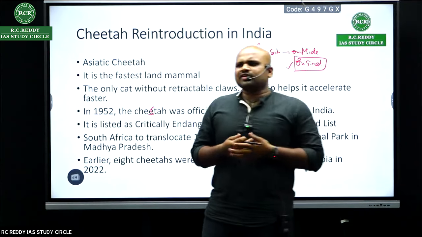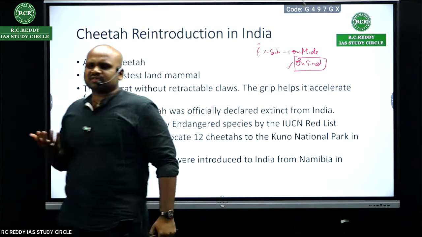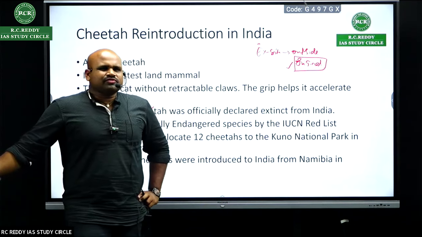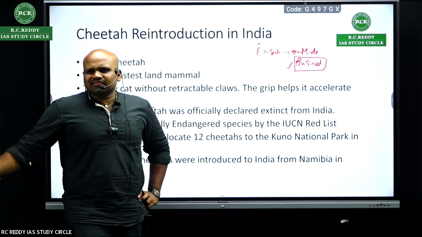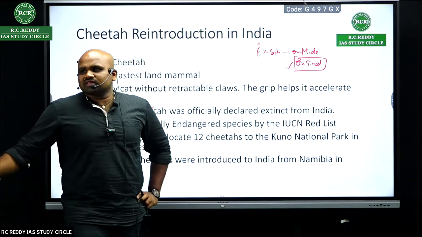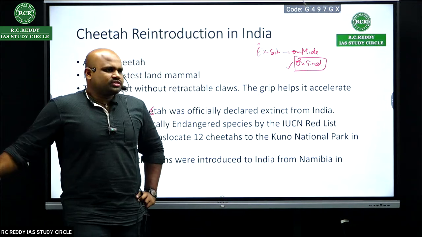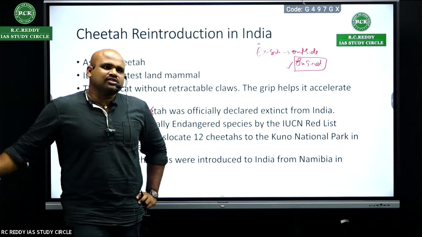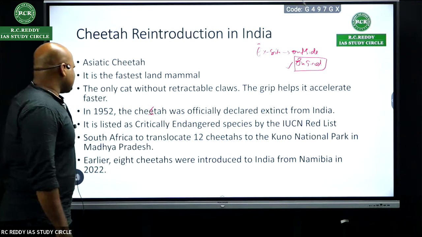For example, there are different forms of in situ conservation. I see national parks, wildlife sanctuaries, sacred groves, biosphere reserves, tiger reserves, elephant reserves, community reserves, conservation reserves. All of these are different forms of in situ conservation. Ex situ conservation: I see botanical gardens, cryopreservation, seed bank, gene bank. All of these are ex situ conservation, right? So that is one small thing that you'll have to understand.